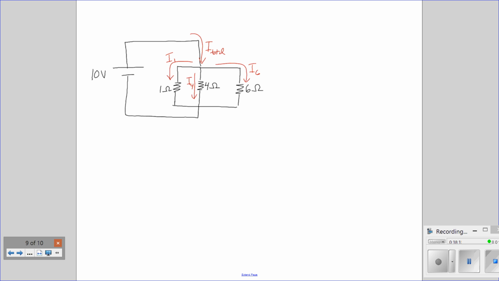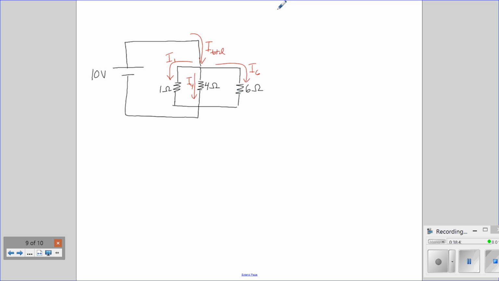So in this next problem, we have a 10 volt battery connected to a 1 ohm resistor, a 4 ohm resistor, and a 6 ohm resistor. And so we're going to calculate the total current, and then we're going to call the current through the 1 ohm resistor I1, the current through the 4 ohm resistor I4, and the current through the 6 ohm resistor I6. We're going to calculate each of those currents.